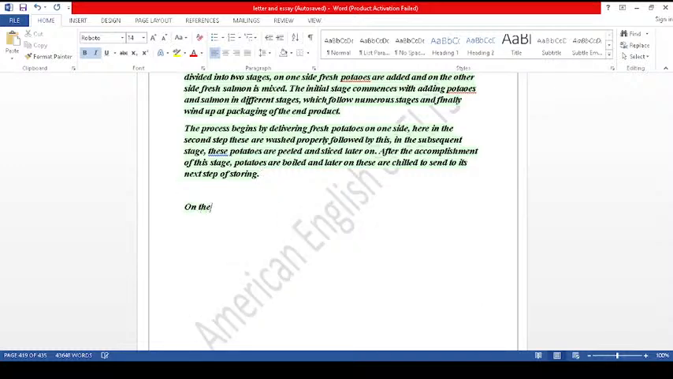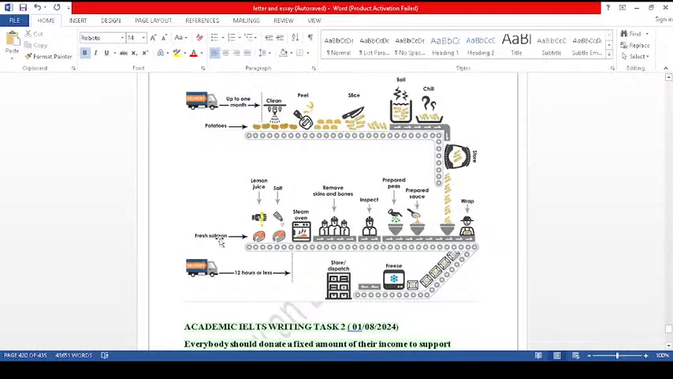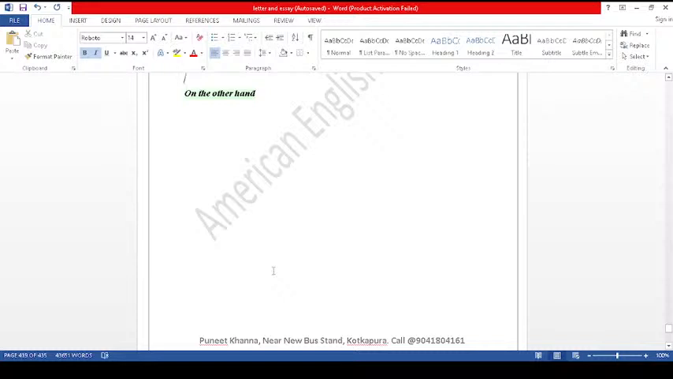Okay, then you can simply say on the other hand, fresh salmon is caught. Clear? Okay, on the other hand, fresh salmon is caught from the sea. Okay, within 12 hours of catching, it is processed by cutting.